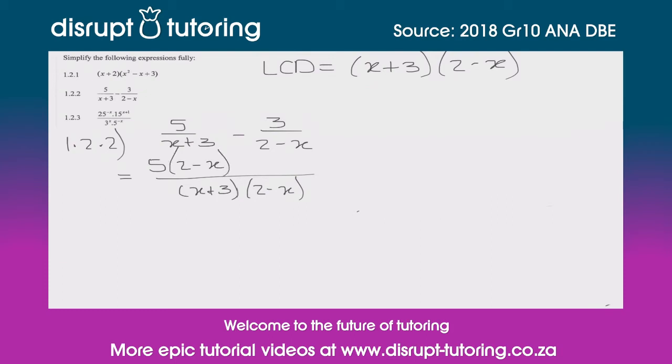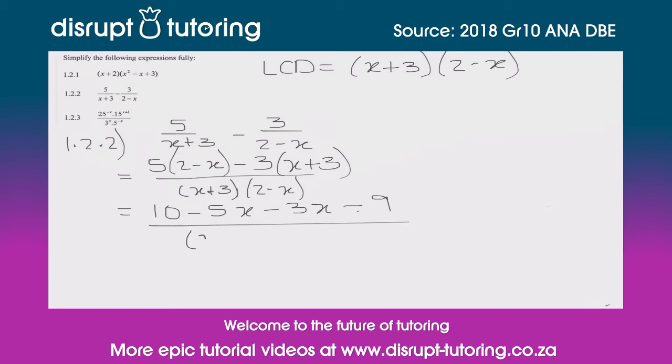And then similarly, we need to ask ourselves, what have we done here in order to get to that denominator? Well, we've simply multiplied it by this x plus 3. So we need to do the same thing in the top. So it's minus 3 times x plus 3. Now we need to simplify that numerator by using our distributive law, which will give us 10 minus 5x minus 3x minus 9. That is all over (x + 3)(2 − x).